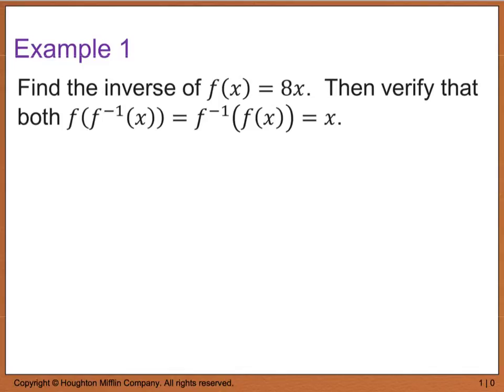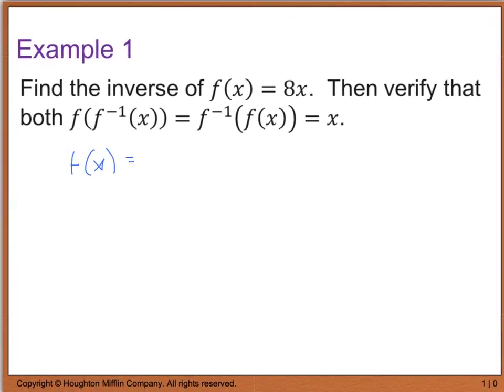Example 1 says to find the inverse of f of x equals 8x. Then we're going to verify that both of them are inverses. So for f of x equals 8x, 8 and x are being attached by multiplying, so to undo that multiplying we have to divide. So this tells us that the inverse of f of x is equal to x divided by 8.